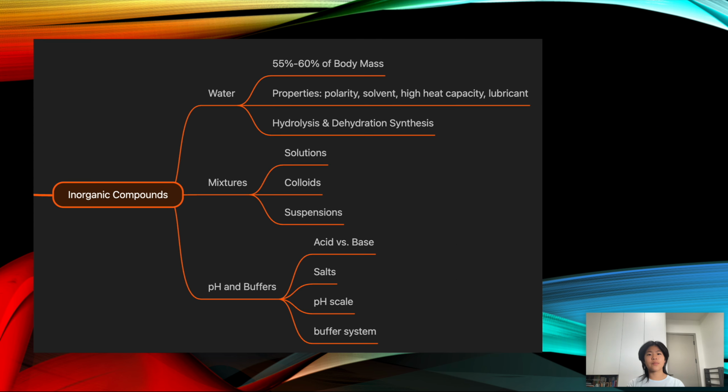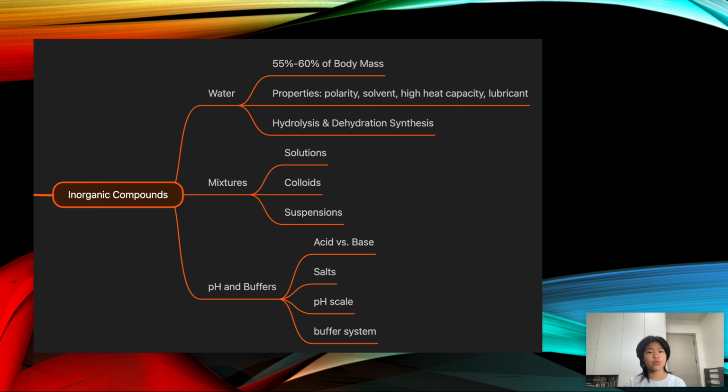Now let's talk about some of the main inorganic compounds that form our body. Firstly, we have water. As you must have heard your parents and teachers say, it's important to stay hydrated, and the reason is that more than half of our body mass is made up of water. There are some properties of water that make it especially important.